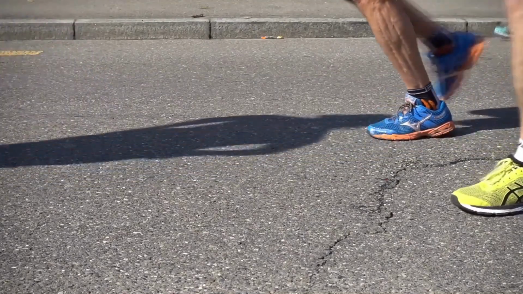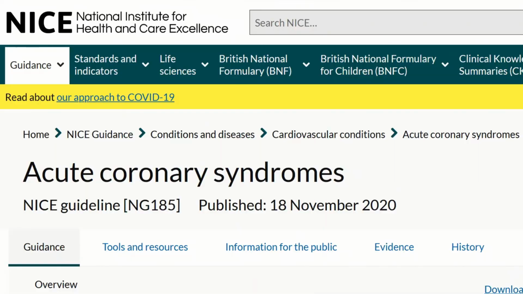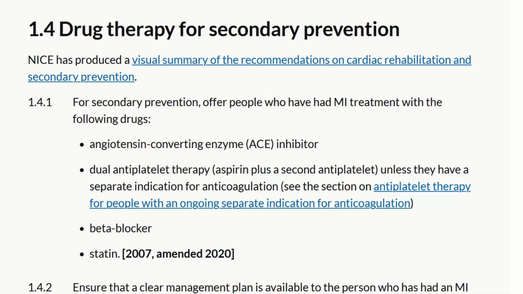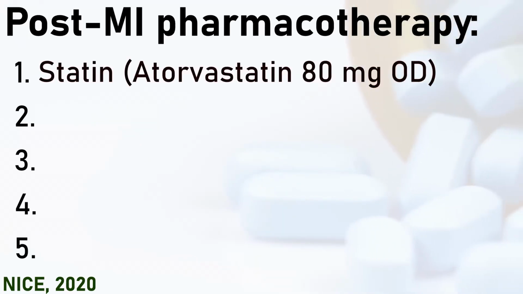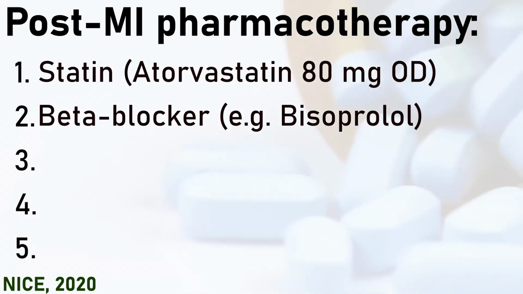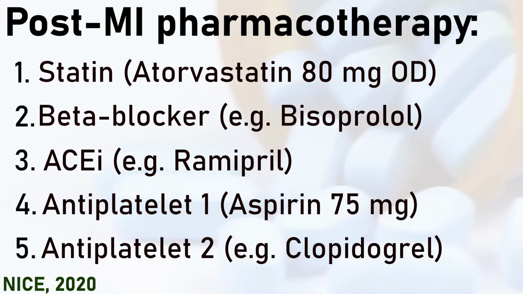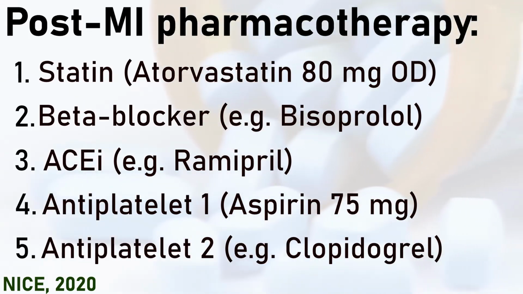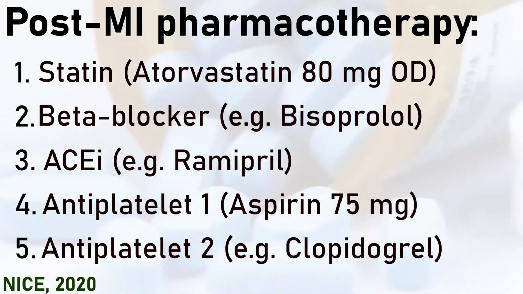Whilst not everyone may need GTN, the latest UK guidelines recommend that all other drug classes are taken following an MI. Specifically, a statin, a beta blocker, an ACE inhibitor, and 2 antiplatelets. Or as I like to say, you should take 5 to stay alive.